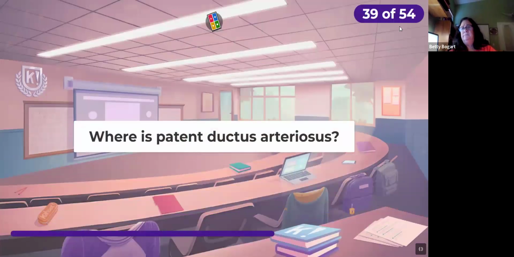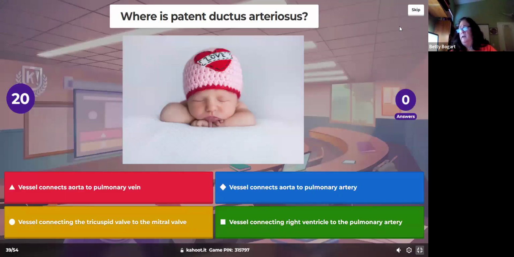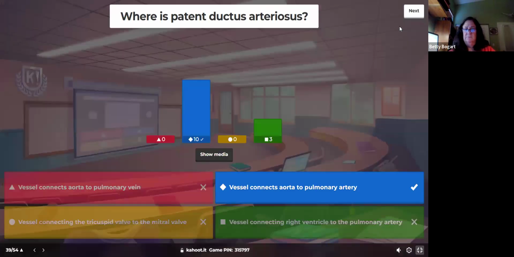Where is the PDA? Patent ductus arteriosus, what does it connect? I've said it about 28 times. Let's see. I tell you it's an oxygen giver. So it connects the aorta to the pulmonary artery. The pulmonary artery gives the body blood oxygen.